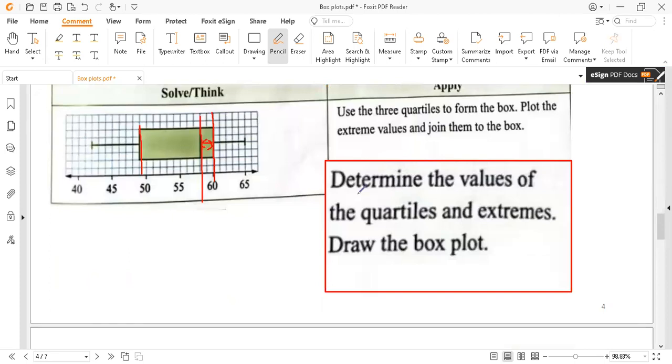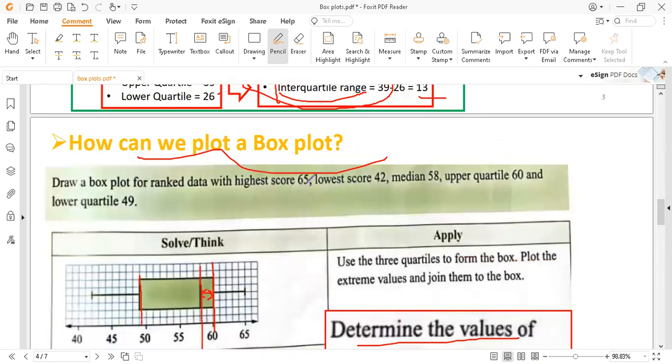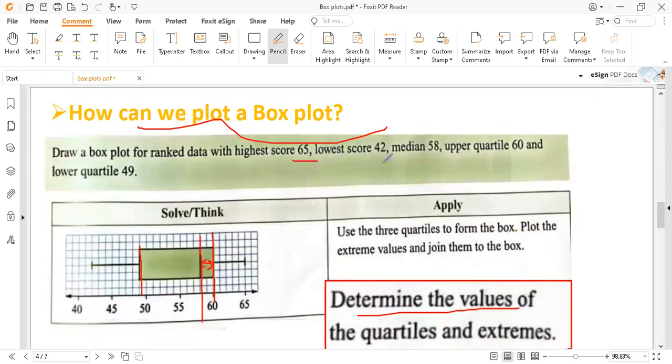So we determine the values of the quarters and extremes through the box plot, because we have the highest, 65, and the lowest, 42, so we can use an adequate step size. For example, we can use 41, 42, 43, 44, and 45. It is easier to take a step size equal to 1 on the horizontal axis.